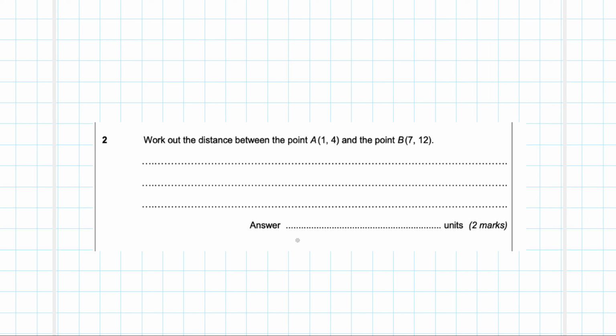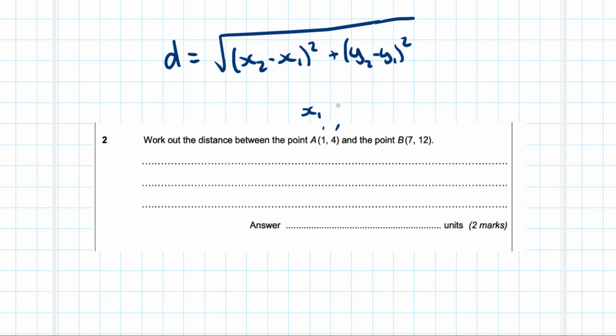Question 2, work out the distance between the point A, 1, 4 and the B, 7, 12. So to work out the distance, you're going to use the distance formula, which is the square root of x2 minus x1 squared plus y2 minus y1 squared. Again, assign your points. You don't have to physically show this, but if you're struggling a little bit with this one, you'll give point A, for example, assign it as point 1, so this is x1, y1, and give point B, let's say, is x2, y2.